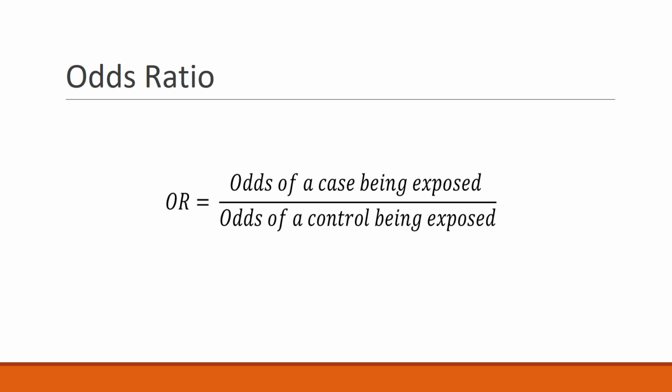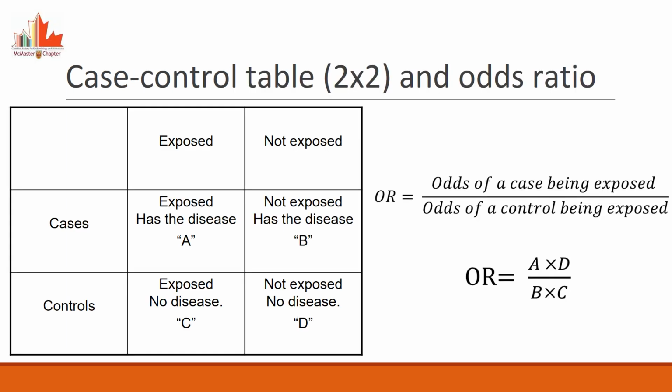Now that you know a little bit about case-control studies, let's talk about the odds ratio. The odds ratio is a measure of association that is used to understand the relationship between variables of a case-control study. The equation for it is given here. In order to calculate the odds ratio of the 2x2 table, you take the product of the cases who are exposed, that is group A, with the controls who are not exposed, that is group D, divided by the product of the cases who are not exposed, group B, and the controls who are exposed, that is group C.